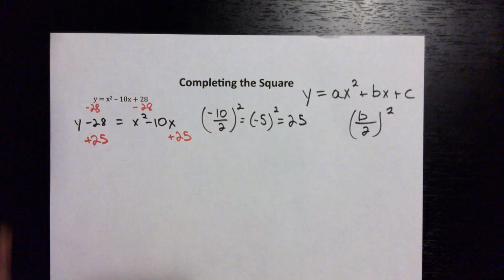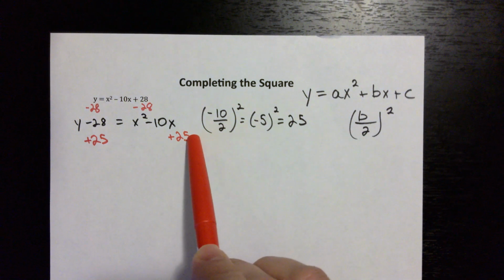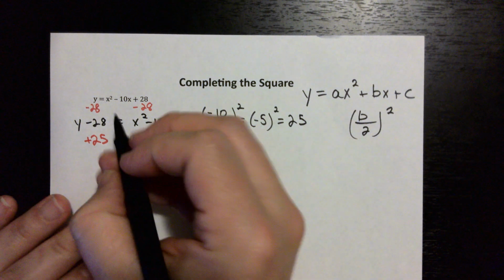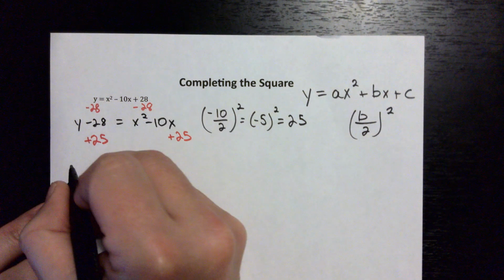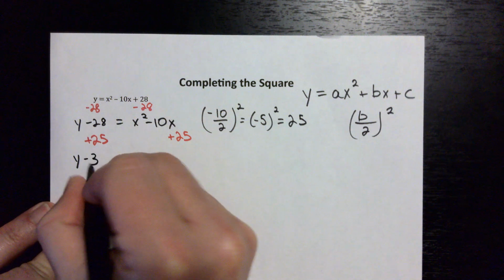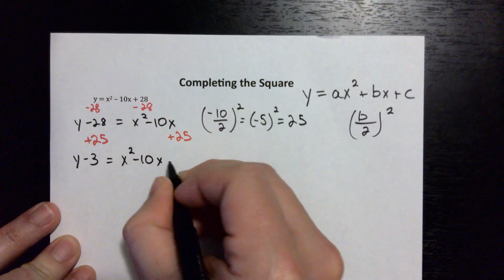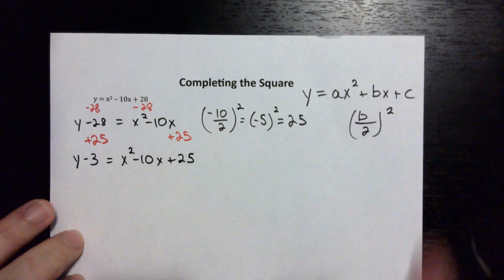The reason I have to add it to both sides is because this is an equation. The equations have to be equal. You can't just add something to one side and say that they're equal. You have to add it to both sides. So negative 28 and 25 makes a negative 3. So y minus 3 is equal to x squared minus 10x plus 25.